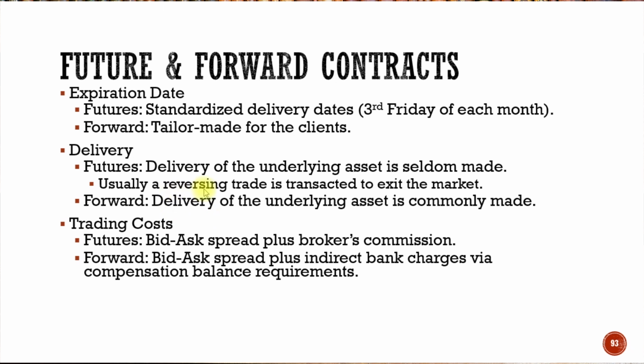Usually, if you dislike your transaction, how you exit out of a contract is to buy the inverse of what you sold. By buying the inverse, the two contracts are identical, but one is buying a call and one is selling a call. They cancel each other out. Now, a forward contract involves delivery of the underlying assets, and it is commonly made, because there's a specific need that needs to be completed.